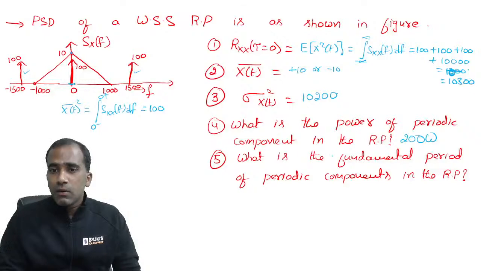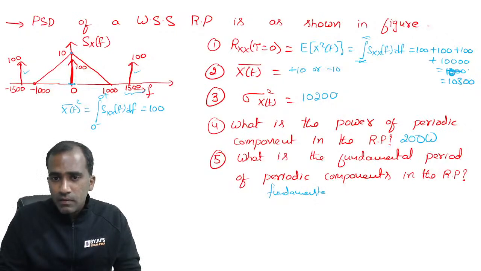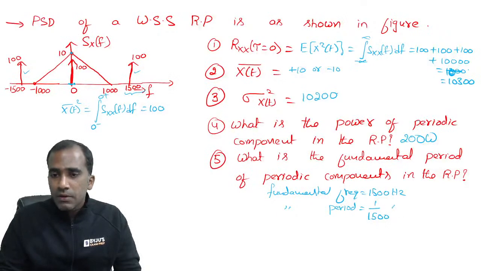Okay, next one. What is the fundamental period of the periodic components? Cos omega naught t's Fourier transform will produce impulses at f naught and minus f naught. So 1500 is that f naught, which means the fundamental frequency. We can see the fundamental frequency in the frequency domain. Fundamental frequency is 1500 hertz, right? So we want the fundamental time period. Fundamental time period is equal to 1 by fundamental frequency, which is 1 by 1500, unit is seconds.